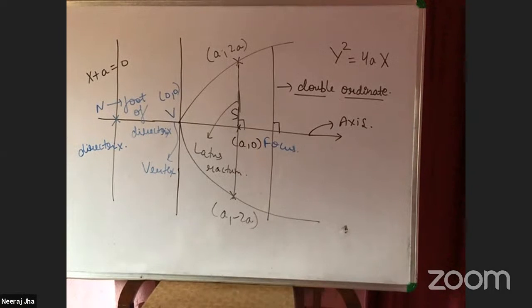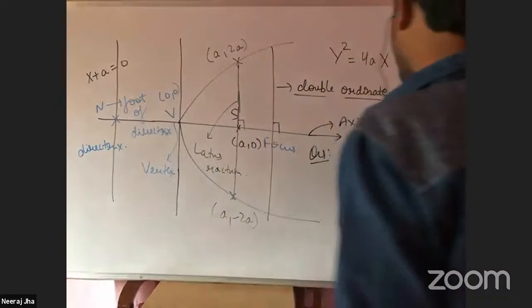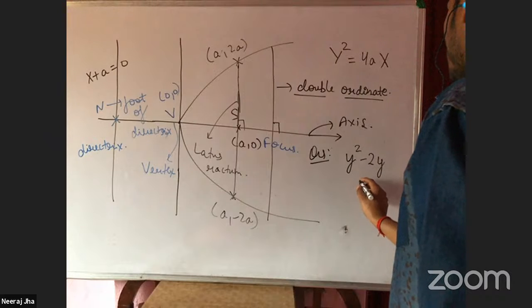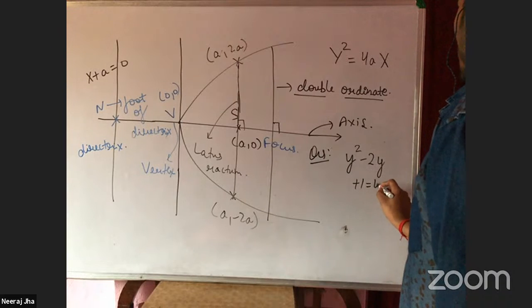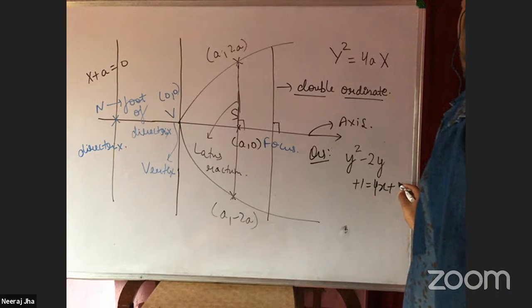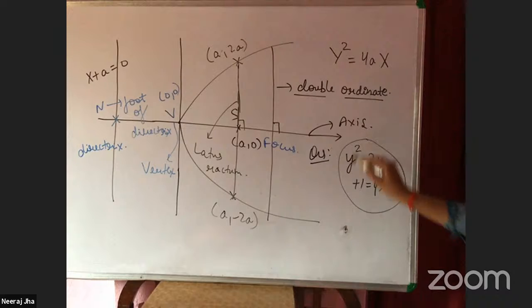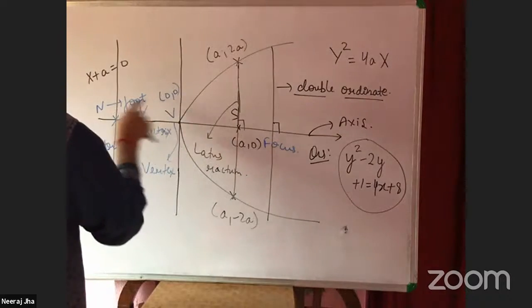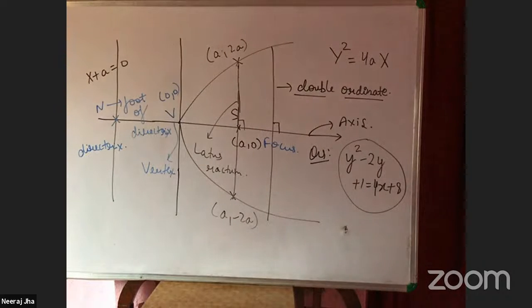If it is done, now let me give you a question. Solve this question. You have a parabola y square minus 2y plus 1 is equal to 4x plus 8. This is the parabola. Please find everything. Please find ends of LR, focus, directrix, vertex, axis, सब कुछ, everything, है ना.